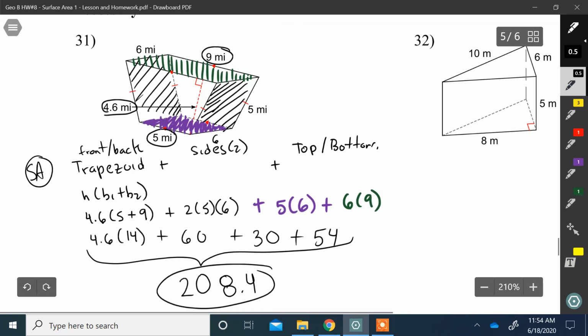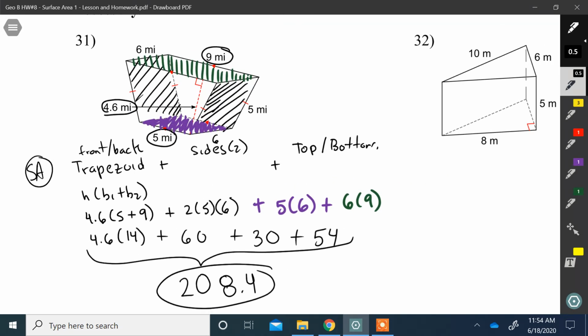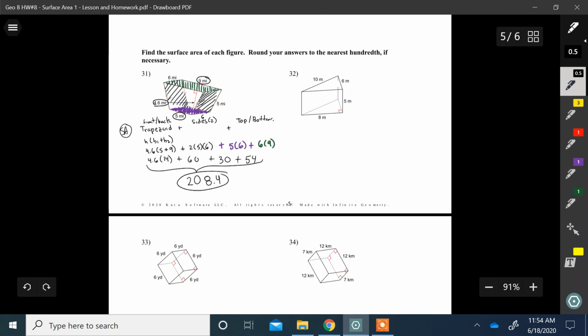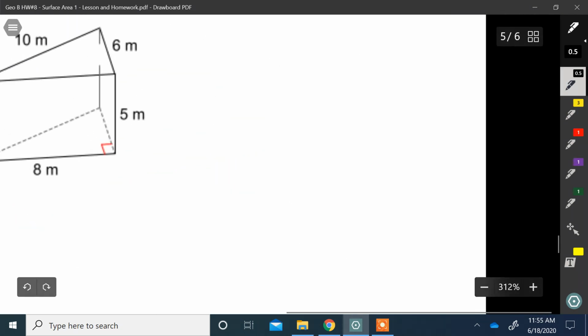So is this problem more complicated? Yes, it is. It's a lot more complicated. Number 33 and number 34 are easier. So I'm gonna have you do those two. I'm gonna do number 32 for you.